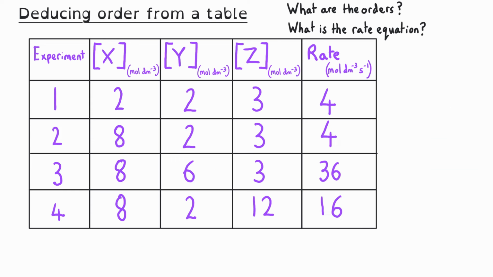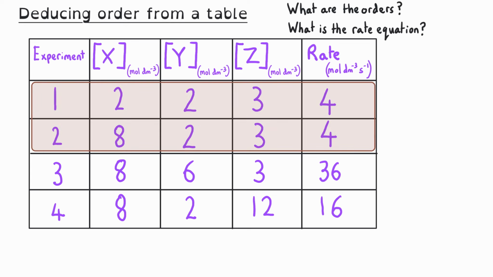Here we're being shown a series of 4 repeats to an experiment in a reaction between chemicals X, Y, and Z. We've got different starting concentrations of each of those chemicals, and a different rate of reaction was measured for each of them. And we need to work out what the order is with respect to each of these chemicals and what the overall rate equation is.